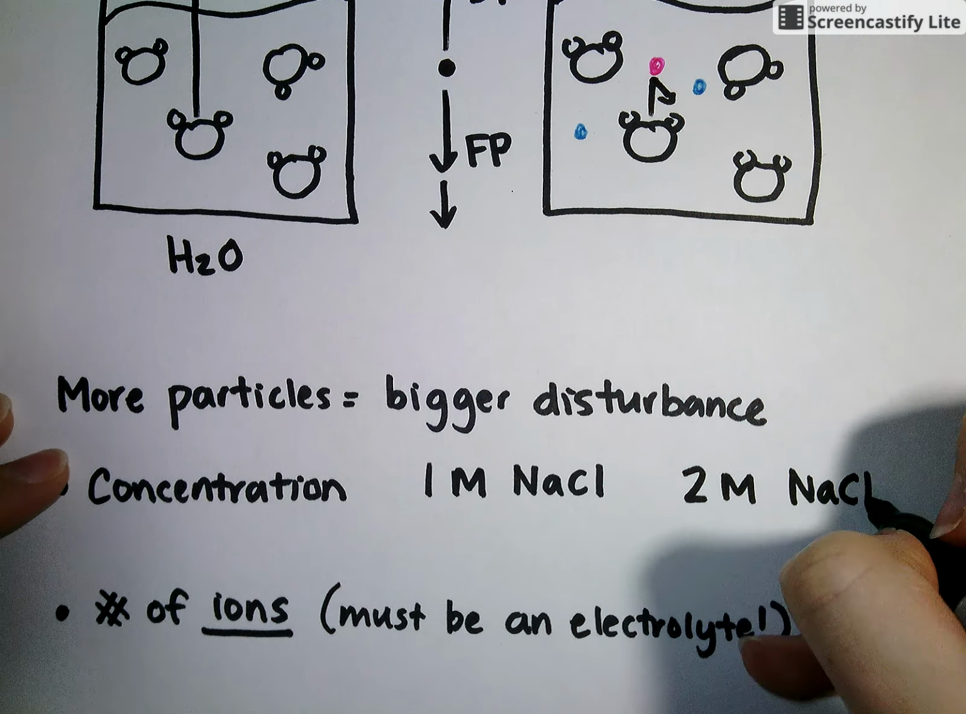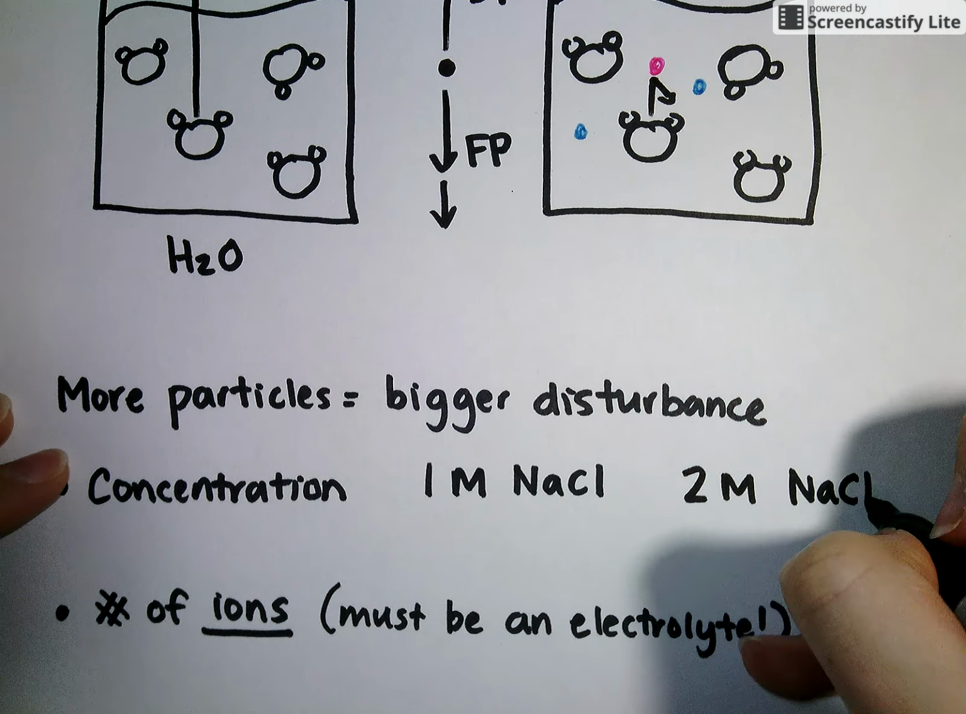This solution has more NaCl particles, which means more stuff to get in the way of the water either freezing or boiling. So this solution, compared to this one, will have the higher boiling point and the lower freezing point because there's more particles there. Not too bad.